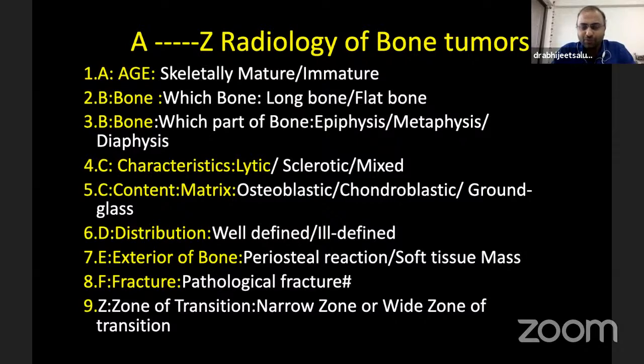Then distribution, so well defined or ill defined. Next is exterior of the bone. We are going one by one through each part. So E is exterior: periosteal reaction, soft tissue mass. F is for fracture, pathological fracture, and Z is zone of transition. So we should remember this very easy formula: A, B, C, D, E, F, and Z. We'll see in detail what these A, B, C, D, E, F, Z are.